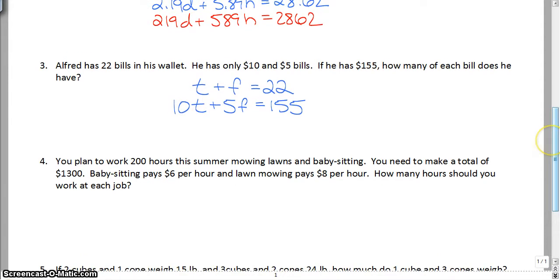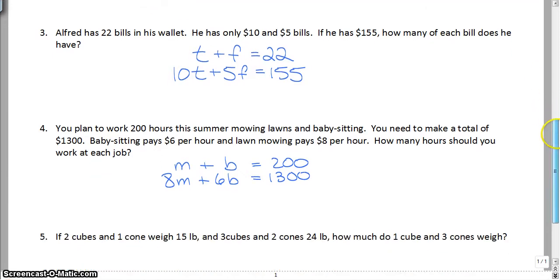For number 4, you plan on working 200 hours this summer, either mowing lawns or babysitting. So you have mowing lawns plus babysitting is equal to 200 hours of work. And then we want to make a total of $1,300 when it's $6 for babysitting and $8 for mowing lawns. So we have $8 for mowing plus $6 for babysitting, and that's equal to a total of $1,300.